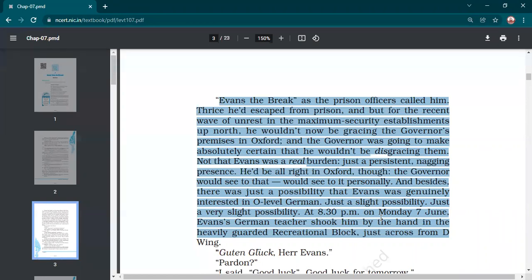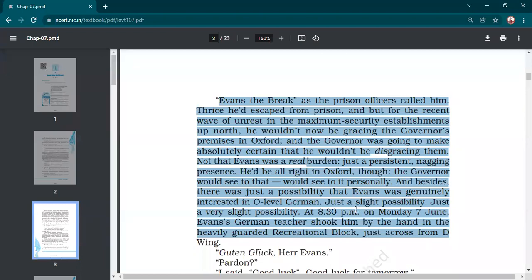Evans the Break, as the prison officers called him, thrice he would escape from prison, and but for the recent wave of unrest in the maximum security establishments up north, he would not now be gracing the governor's premises in Oxford. And the governor was going to make absolutely certain that he would not be disgracing them. Not that Evans was a real burden, just a persistent nagging presence. He would be all right in Oxford, though. The governor would see to that, would see to it personally. And besides, there was just the possibility that Evans was genuinely interested in O-level German.